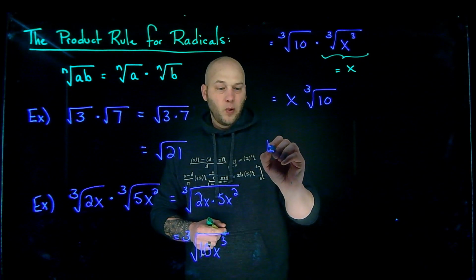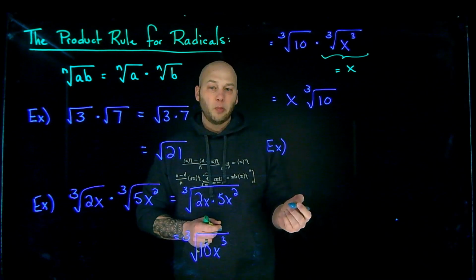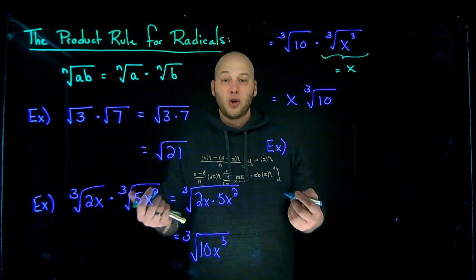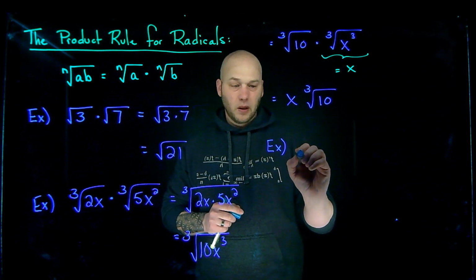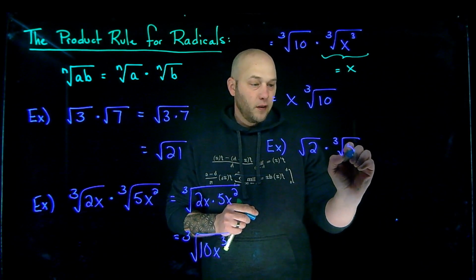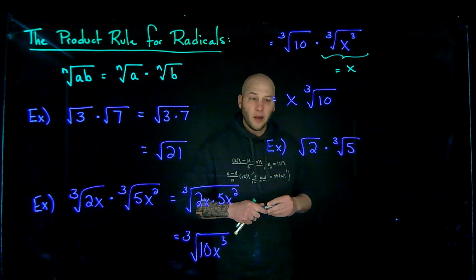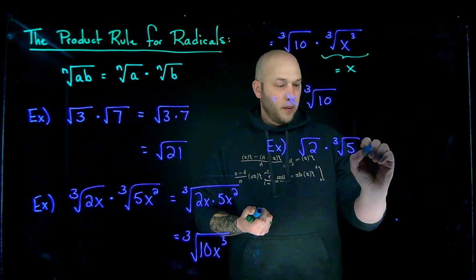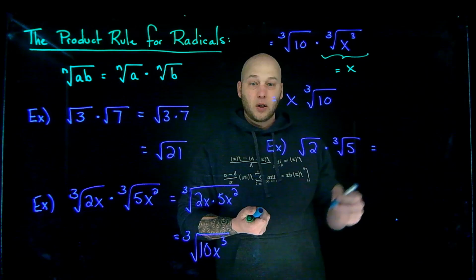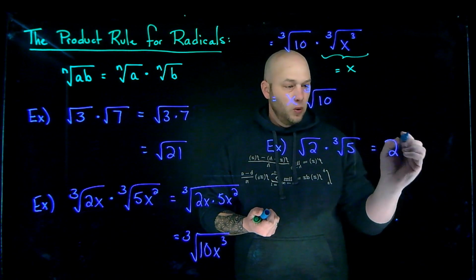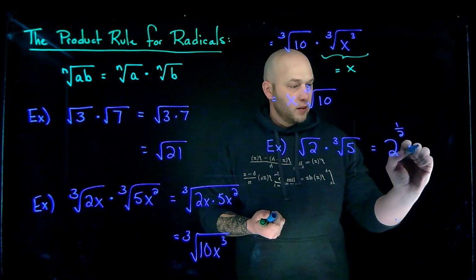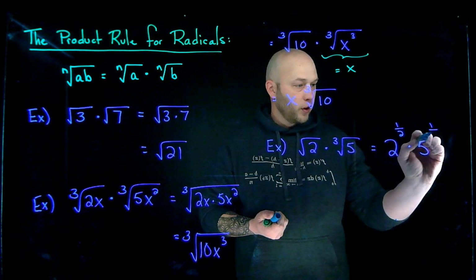Now, another type of question that you may see is, what if I multiply radicals and the indices of the radicals don't match? In other words, let's start with something like the square root of 2 times the cube root of 5. Okay. So how could I multiply those together? Well, what I'm going to do is rewrite each of these radicals so that the radical turns into an exponent. I would write this as 2 to the 1/2. And then the cube root of 5, I would write this as 5 to the 1/3.